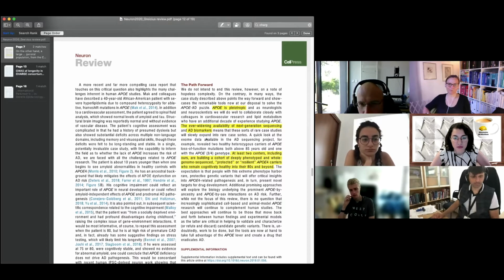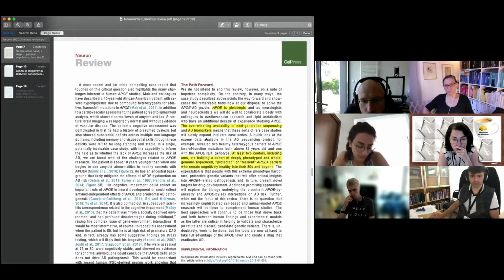A quick look at the exome data available in the AD sequencing project, for example, revealed two healthy heterozygous carriers of APOE loss of function mutation, both above 85 years old, and one with the APOE. I didn't get this sentence. Do you have more info on that?